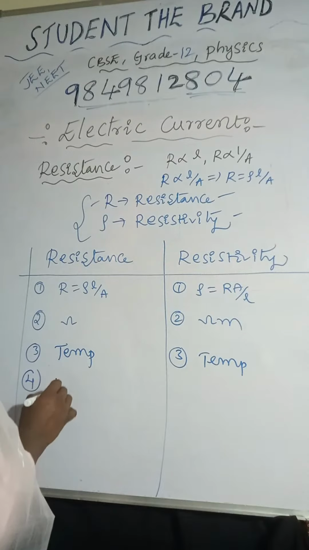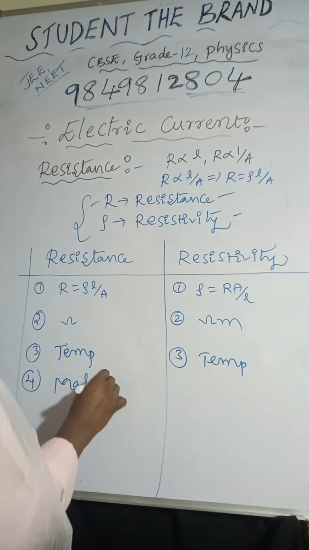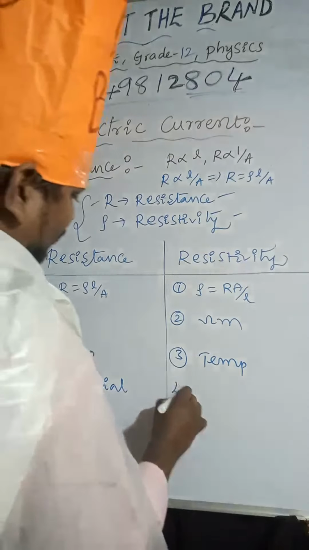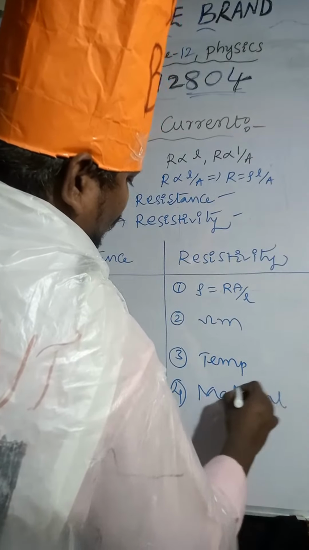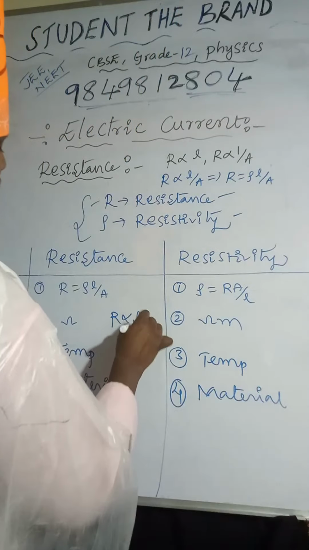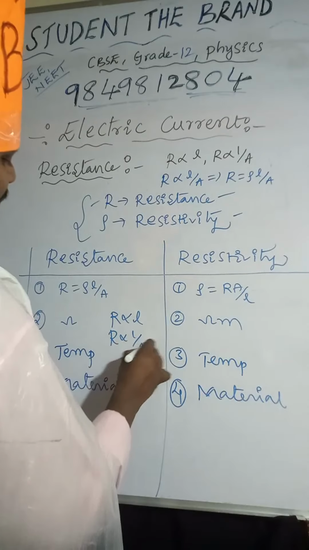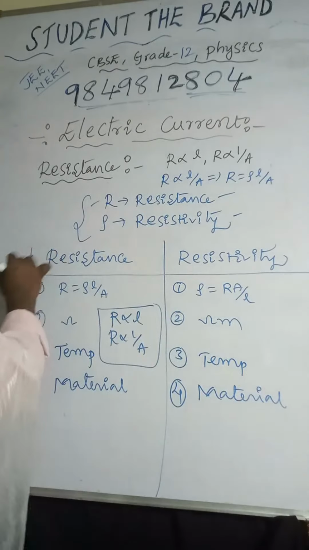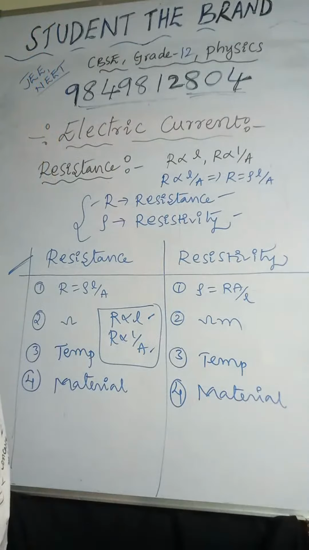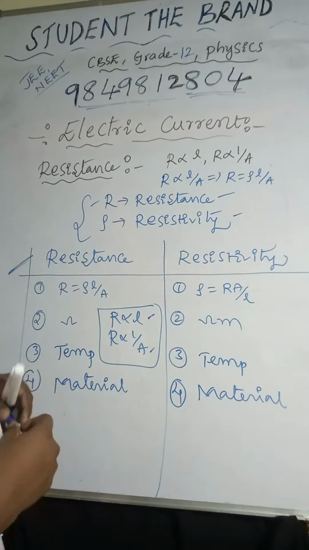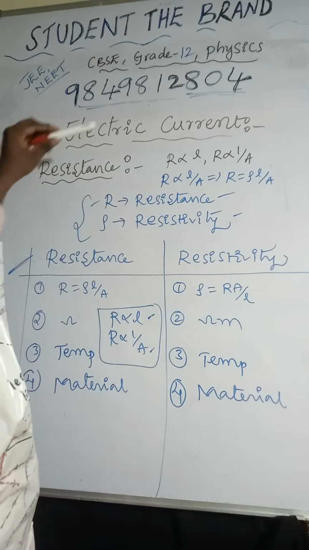So resistance depends on material of the conductor. Resistance is directly proportional to length of the conductor. Resistance is inversely proportional to area of cross section. So resistance depends on length of the conductor and area of cross section also. These points are very important. Just check once. R is directly proportional to L, inversely proportional to A. R equal to rho into L by A.